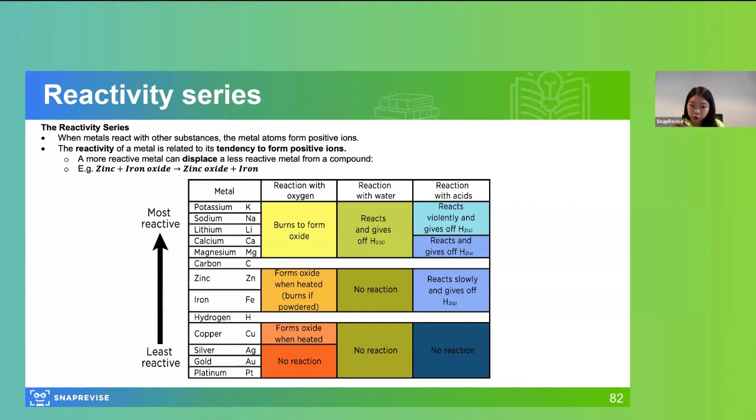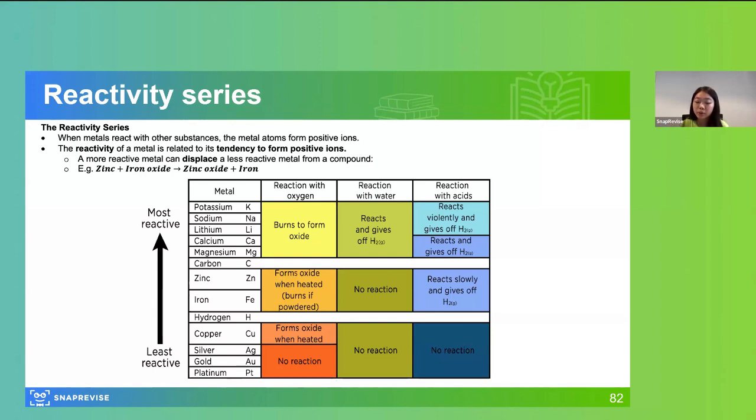First, let's talk about the reaction with oxygen. The higher it is on the reactivity series, the more reactive it obviously is. If it is really high on the reactivity series, it's going to burn with oxygen to form an oxide. If it's below carbon, it's going to form oxides when heated, but it burns if it's a powder.